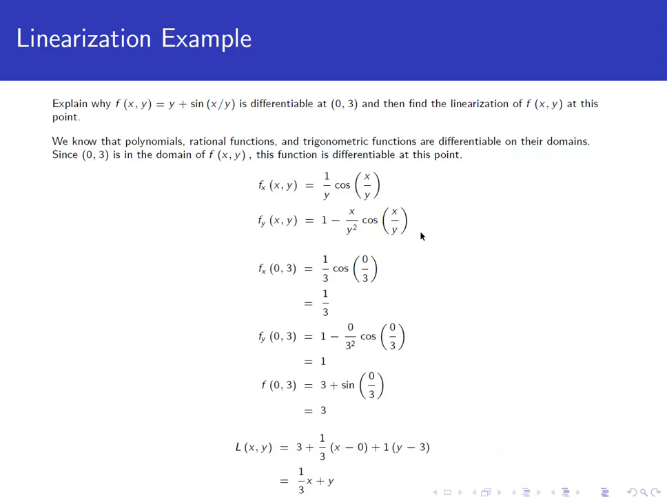If we want the linearization at (0, 3), we also need to know what the z-coordinate is. So to find the z-coordinate, we'll plug the x, y coordinates into the function. We get 3 in that case, because you get 3 plus sine of 0 over 3, and sine of 0 is 0.